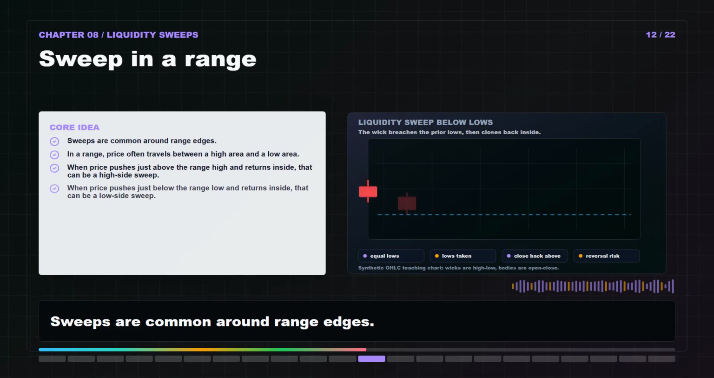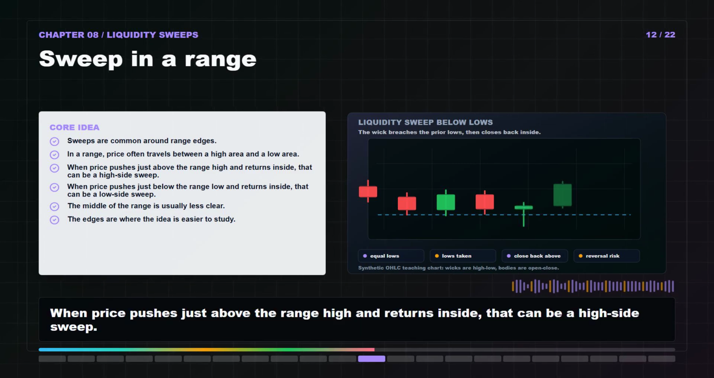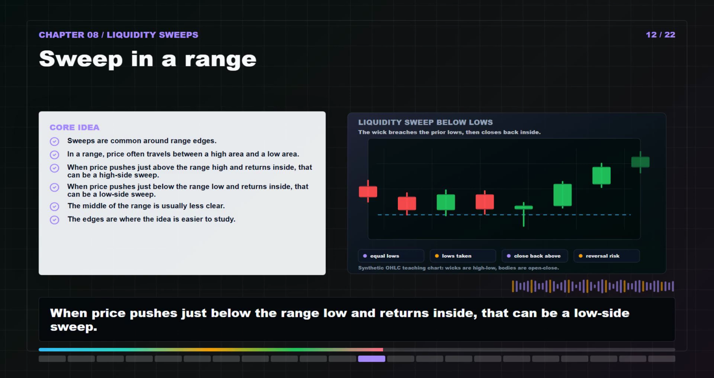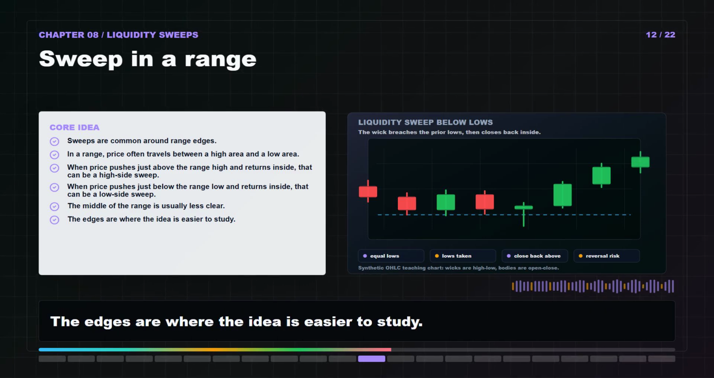Sweeps are common around range edges. In a range, price often travels between a high area and a low area. When price pushes just above the range high and returns inside, that can be a high side sweep. When price pushes just below the range low and returns inside, that can be a low side sweep. The middle of the range is usually less clear. The edges are where the idea is easier to study.